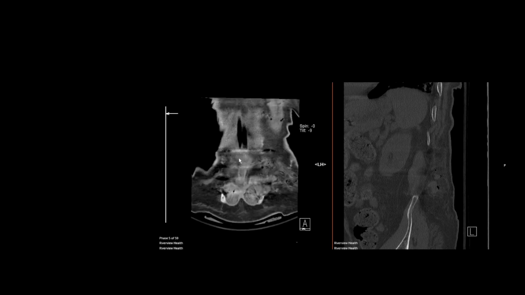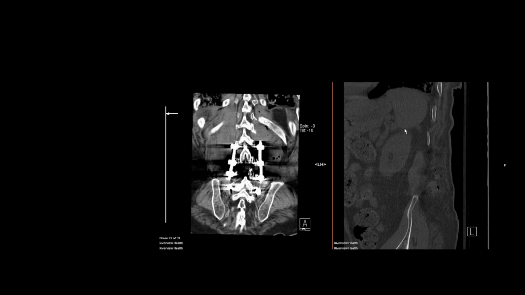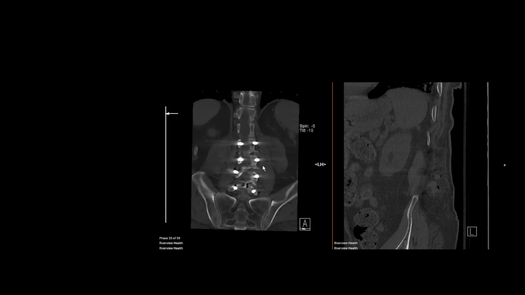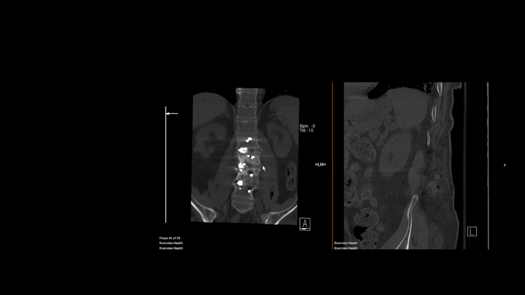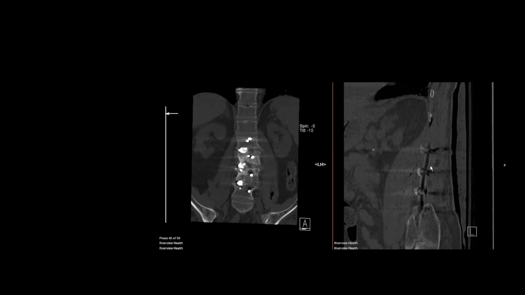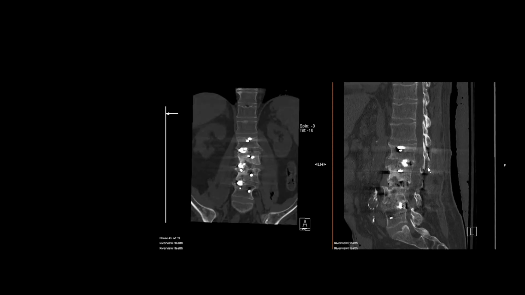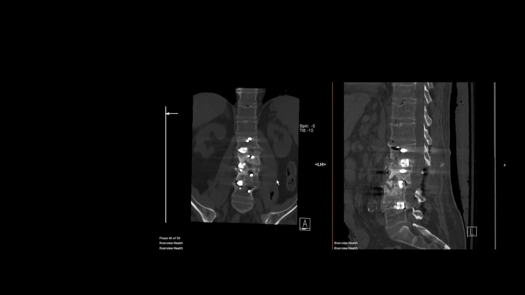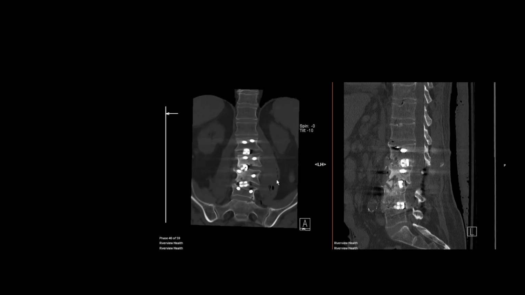And here are the pictures in the coronal view. And as well, you remember patient had a grade 2 spondylolisthesis, which is significantly now reduced. The spondylolisthesis is much less pronounced now than when we started.